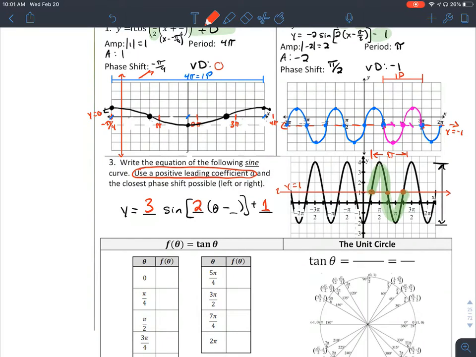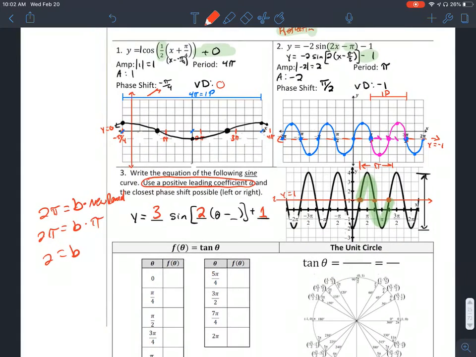So that means if we take the parent's period, that should be equal to b times the new period. So 2 pi is b times the new period, which is pi. If you divide both sides by pi, you get b is 2. So my apologies for doing that wrong the first time. I just wasted some of your time.